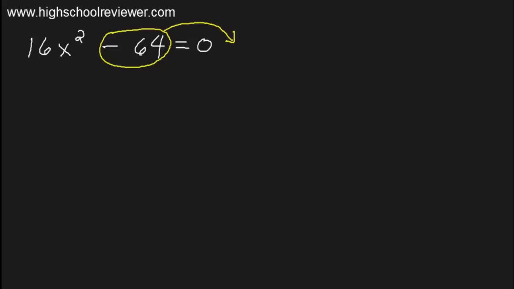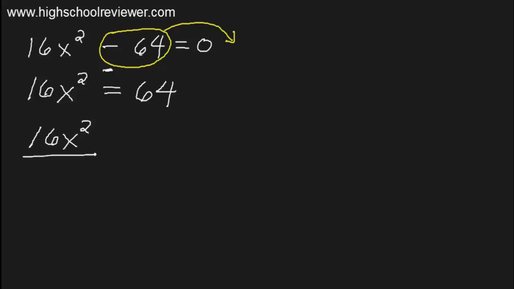So transposing, what will be left on the left side will only be positive 16x squared. If we transpose negative 64, this will change sign. From negative, this will become positive 64. And next, we have to cancel out 16 from 16x squared. So to do this, we need to divide both sides of the equation by 16.